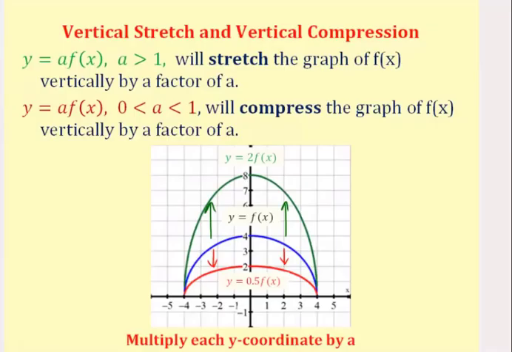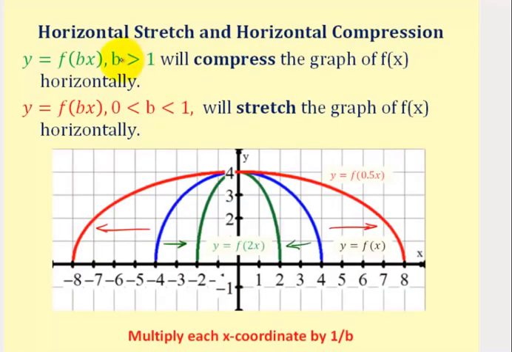So for a quick review, again, it doesn't apply in this case, but if we have y equals a times f of x, where a is greater than 1, we have a vertical stretch, which we see here by y equals 2 times f of x. And if a is between 0 and 1, we have a vertical compression, which we see here by y equals 0.5 times f of x. But again, in our case, because we have a horizontal stretch, we're concerned about finding the value of b. So in this form, if b is greater than 1, we actually have a horizontal compression, which we see here by y equals f of 2x. And if b is between 0 and 1, we have a horizontal stretch, which is our case, which we see by y equals f of 0.5x.